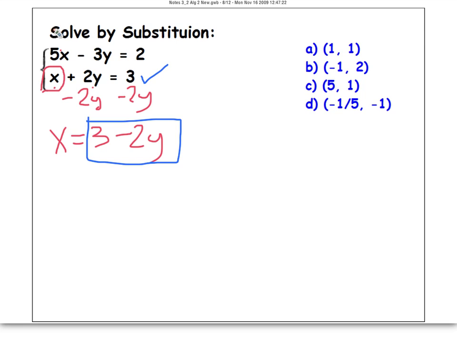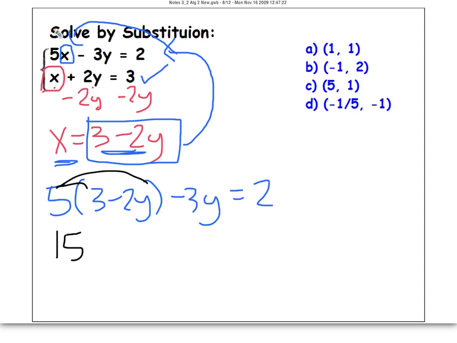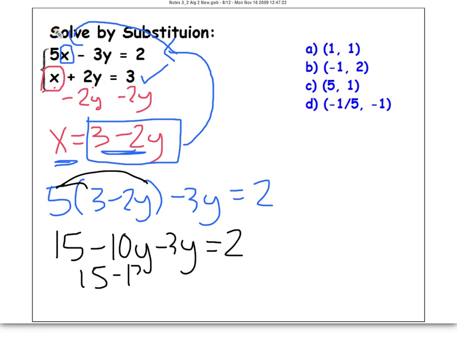So I have to use the first equation. So I have to go to the first equation, and I'm looking for the x in that equation. There it is. That value gets replaced with the 3 minus 2y. So I would rewrite 5, take that x out and put 3 minus 2y in its place. Then do minus 3y equals 2, and you solve. Distribute the 5. So 5 and 3 is 15. 5 and negative 2 is negative 10. Minus 3y equals 2. So 15 minus 13y equals 2.